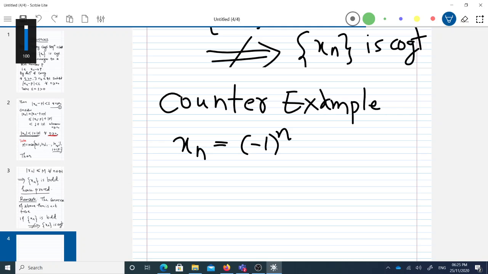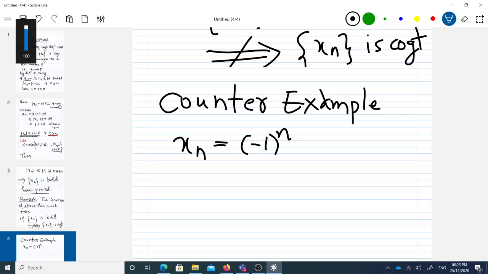If I take only the even terms, it converges to plus 1. It is a constant sequence. And if I take only the odd terms, it converges to minus 1. So you could see that the sequence has two limits, and whenever a sequence is convergent, it has to have a unique limit.